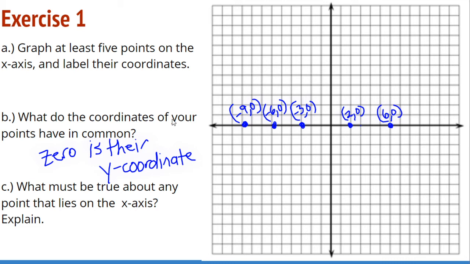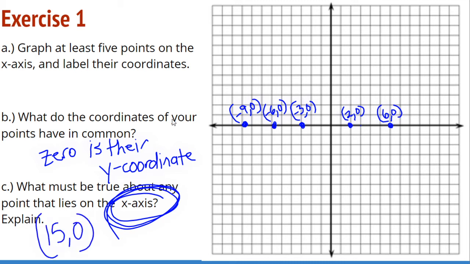So this part C here, what must be true about any point that lies on the x-axis? If a point is on the x-axis, then the second coordinate, the y-coordinate, is 0. And that's true any time a point is on the x-axis. So if somebody gives me a coordinate and asks me, is that on the x-axis, I can look and say, yes it is, because the second coordinate is 0.